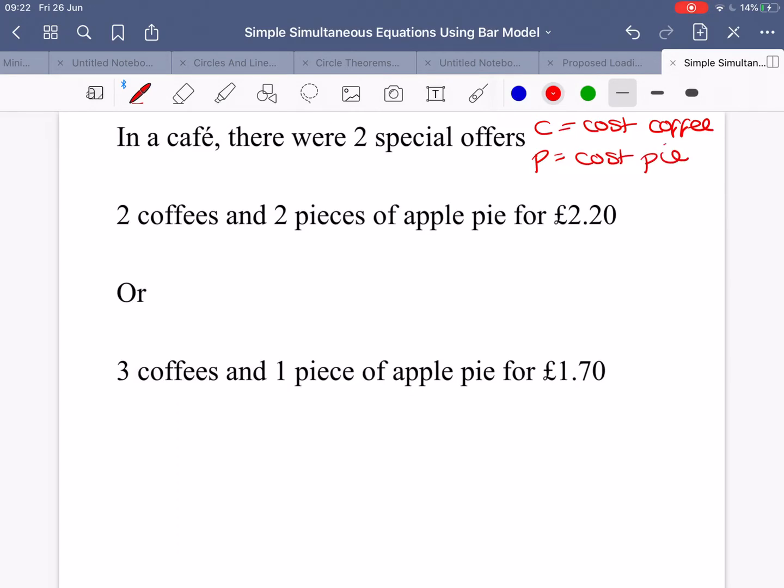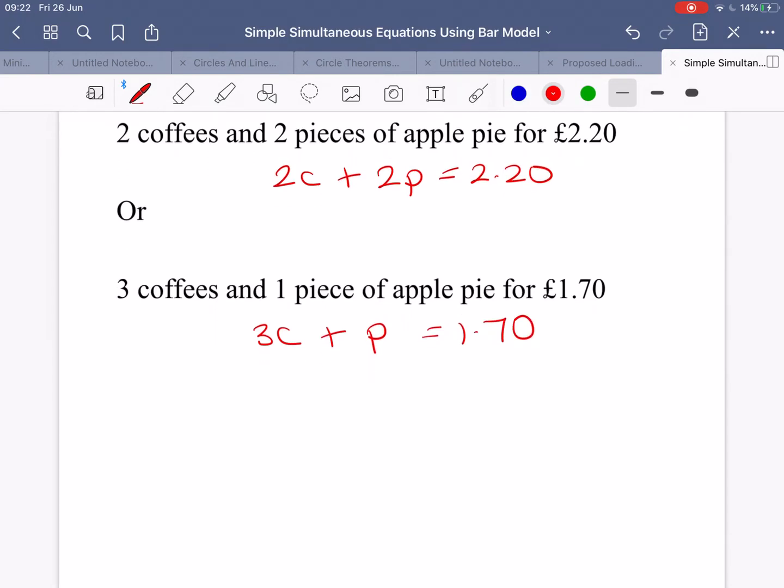And so for my first equation, I've got 2C plus 2P, because I've got 2 coffees and 2 apple pies, is £2.20. And I've got 3 coffees and 1 pie equals £1.70. Now, if I were to draw these, the problem is I don't have the same number of coffees or the same number of apple pies.